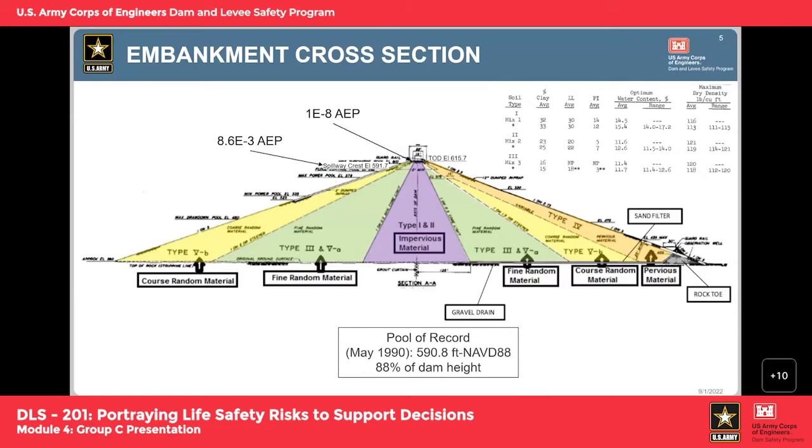The foundation soils underlying the embankment are generally separated into 3 distinct strata. The first consists principally of stiff clay of intermediate plasticity with an occasional discontinuous lens of clayey or silty sand. The second consists of sandy clay of low plasticity and clayey sand. The third consists of silty sand and a poorly graded sand and gravel. Pool record here is 590.8, and as I'll go through the performance history later, it also had a pool of 590.7 as well. That's approximately 88% loading of the dam.